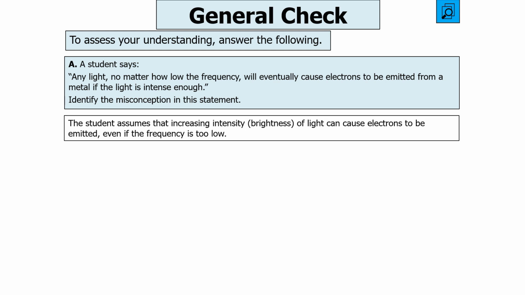Right, the student assumes that increasing the intensity or brightness of light can cause electrons to be emitted even if the frequency is too low. That is not the case. The only factor that can affect if electrons are emitted from a metal is the frequency of the photon.